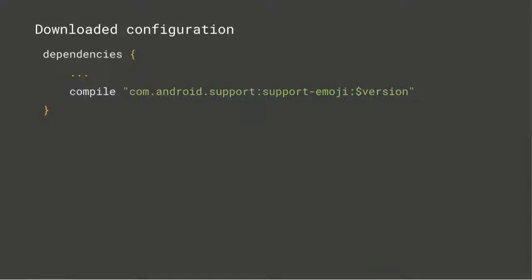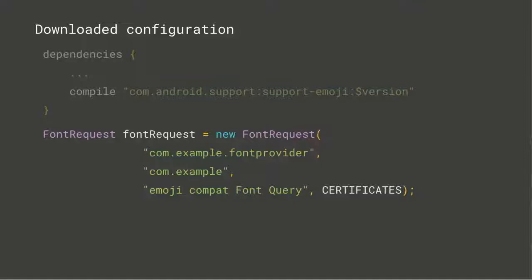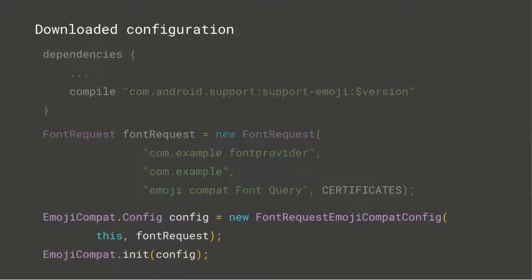So to look at this, when you want to use a downloaded configuration, you will use a support emoji dependency. You will then create a font request, which we've just seen in downloadable fonts. You will be able to get these values from Google Play Services and Google Fonts to actually use their emoji font. And then you initialize emoji compat with a font request emoji compat config. And this just tells it to go find the downloaded font. If you do this in your application onCreate, then you're set.